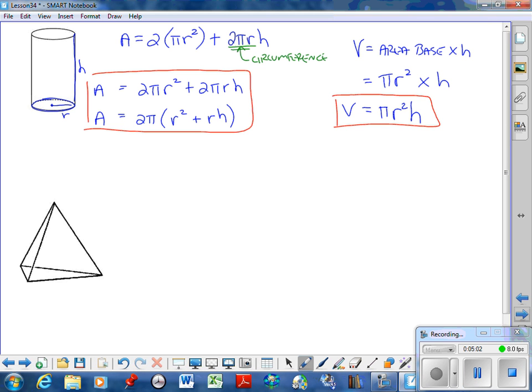Surface area here, so this is going to be an equilateral pyramid. So all these lengths are the same on the bottom.